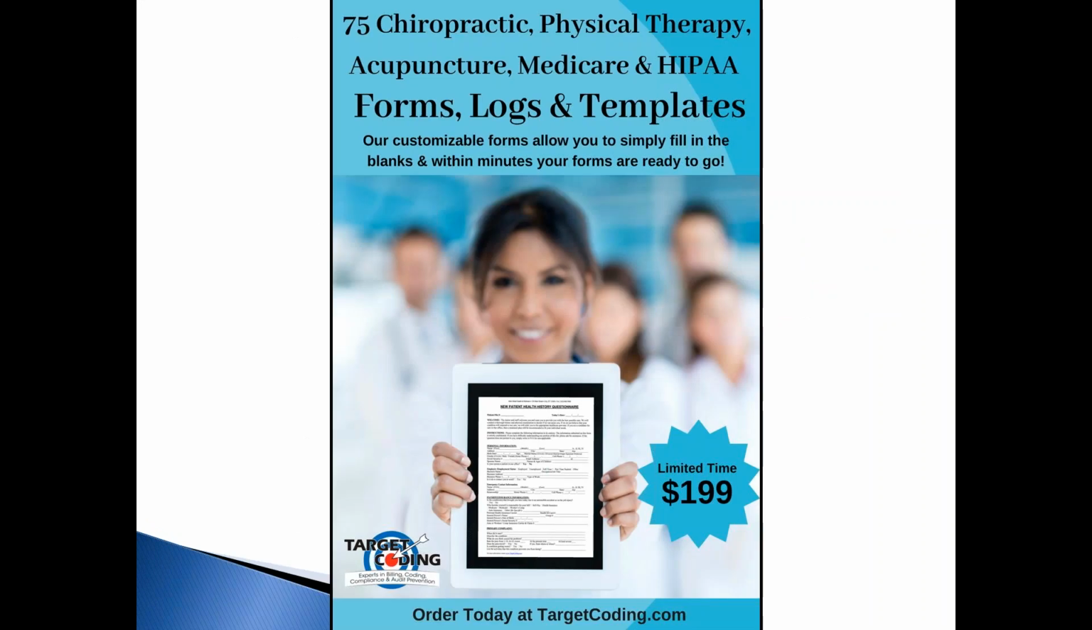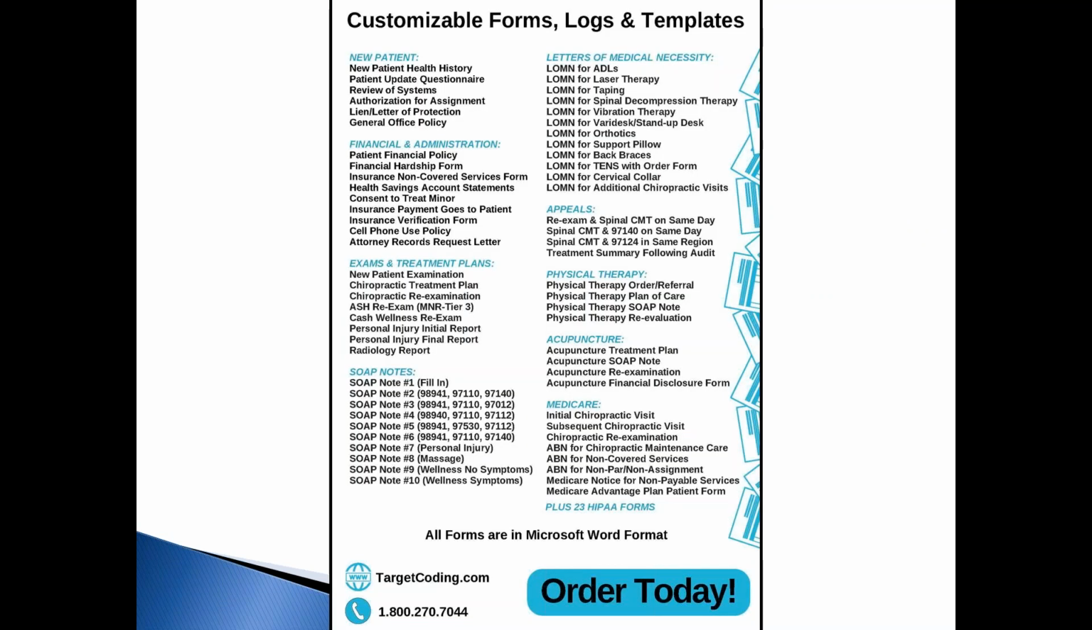Oh, I mentioned my forms. Yeah, here are my forms. 75 chiropractic, physical therapy, acupuncture, Medicare, and HIPAA forms, logs, templates, and we break them down into certain categories like new patient forms and financial and admin forms, exams and treatment plans, a whole bunch of sample SOAP notes. These are all in Microsoft Word. Just copy and paste them. At the top of every form, it says Main Street Health and Wellness. Just delete that and put your letterhead on top.